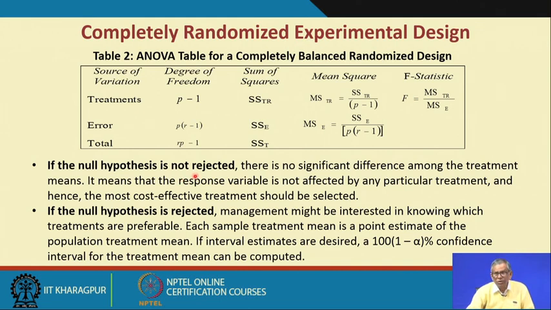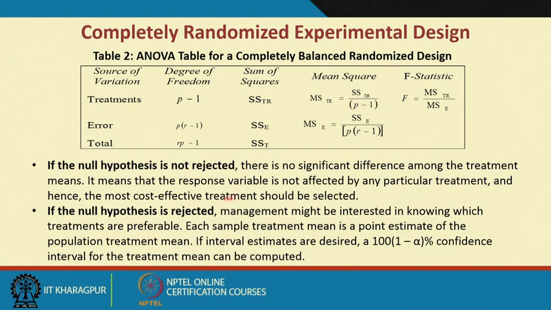If the null hypothesis is not rejected, there is no significant difference among the treatment means. It means that the response variable is not affected by any particular treatment, and hence the most cost effective treatment should be selected. So that is your conclusion. When you look at the ANOVA table as well as the results from your hypothesis testing and conclude like this, it means that I need to select the most cost effective treatment. You have already considered the p number of treatments, so which one is the most cost effective?